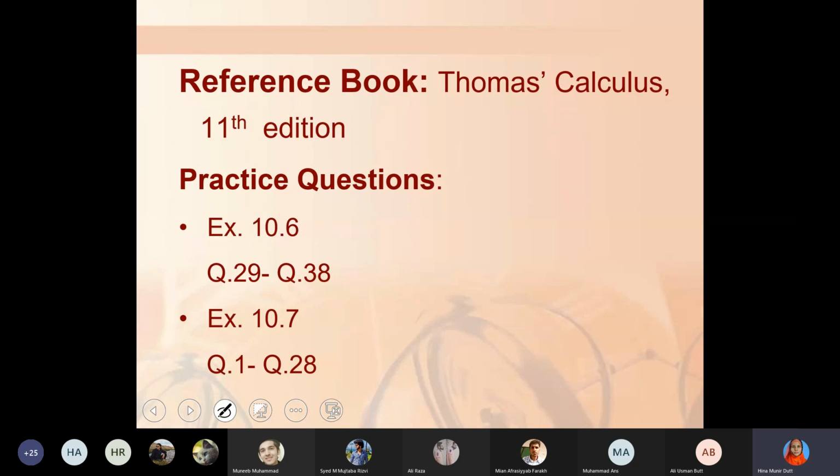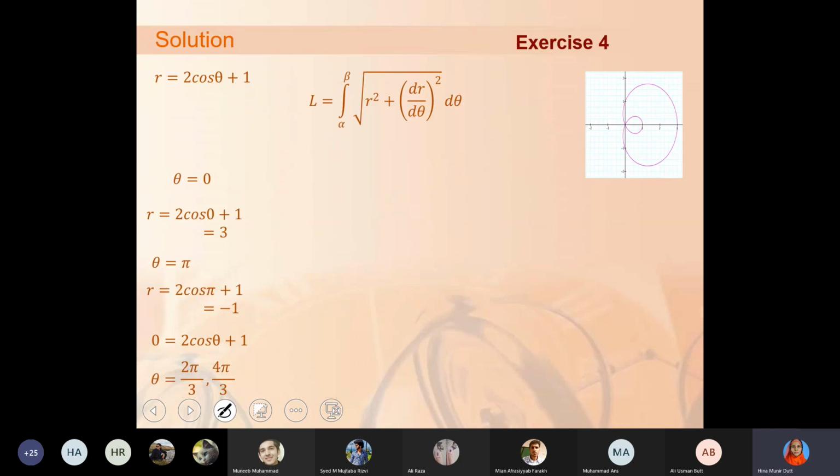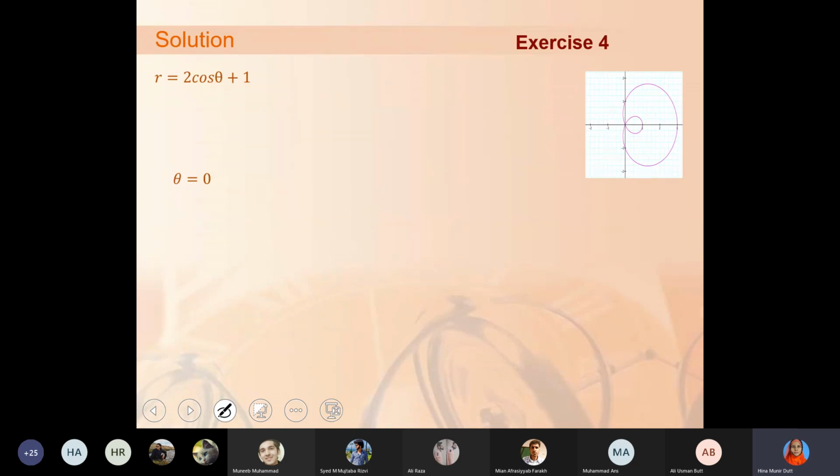I think we have done this section, parametric curves and polar coordinates, and in the next class we will inshallah start a new section which is on sequences and series, infinite sequences and series. Okay, any confusion in this question? Please tell me right now.